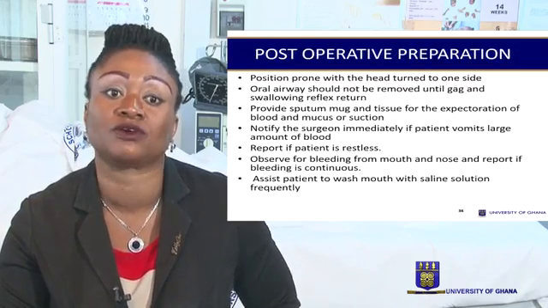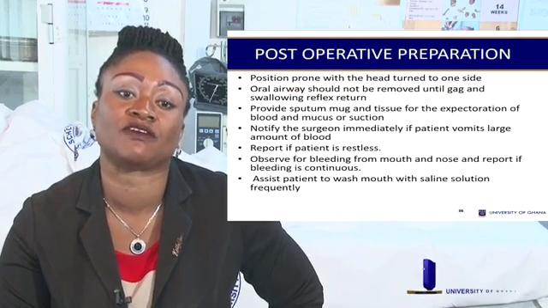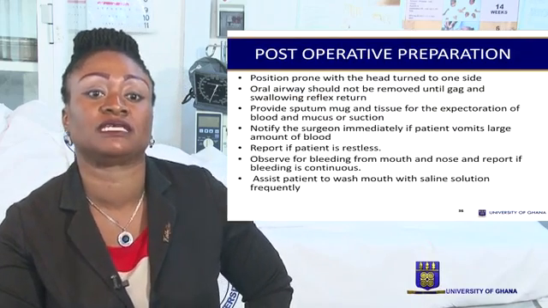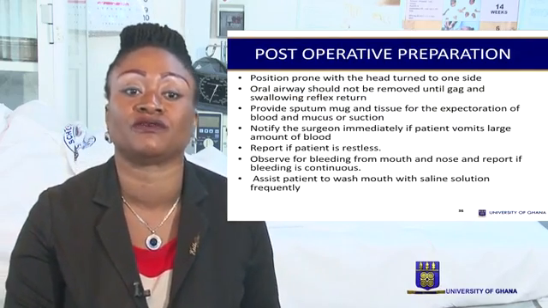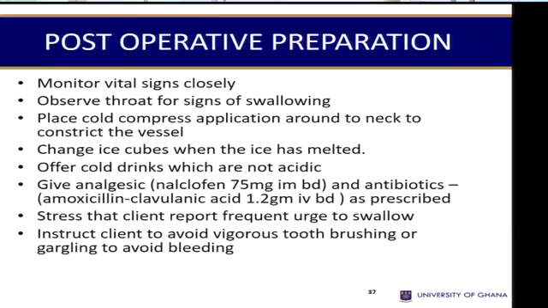Post-operatively, the patient is positioned, the oral airway should be removed, and a sputum mug is provided. In case of large amounts of bleeding, the surgeon is notified. Observe and report restlessness and bleeding at the site, and assist patients to wash the mouth with saline solution. Vitals are monitored, the throat is observed for signs of swallowing, and cold compresses are applied to the neck to constrict vessels.